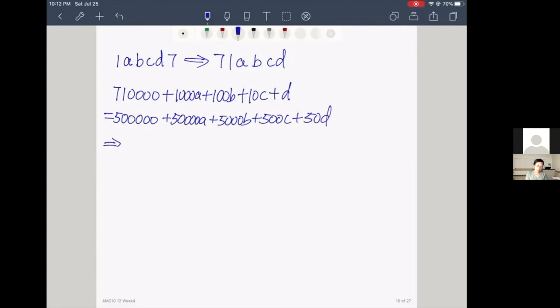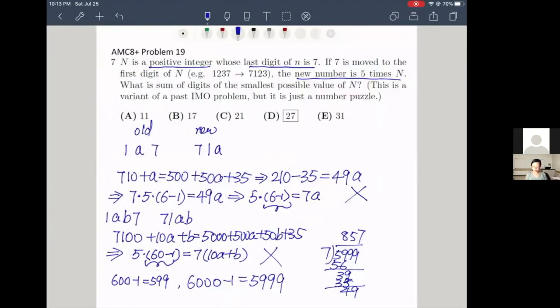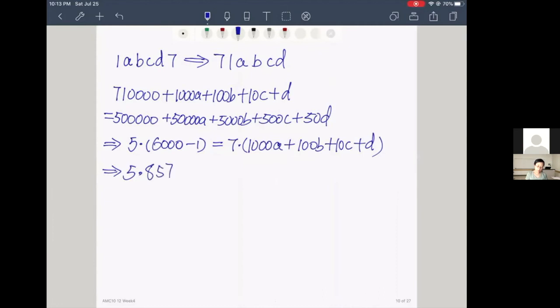And again, let's simplify it. You will see that it's 5 times 6000 minus 1 equals 7 times 1008 plus 100B plus 10C plus D. Because 5999 is divisible by 7, and we just found that this equals 857.